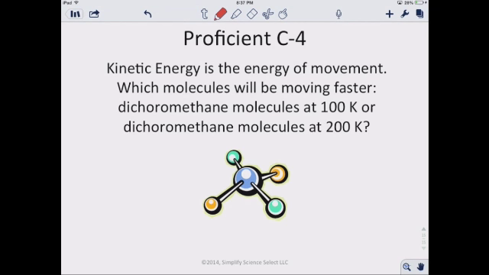Last question. It says kinetic energy is the energy of movement. Which molecules will be moving faster? Dichloromethane molecule at 100 degrees or dichloromethane molecule at 200 degrees. Well, remember, the higher the temperature, the faster they move. So the higher temperature is the 200 degree Kelvin molecule, and that would be moving the fastest.